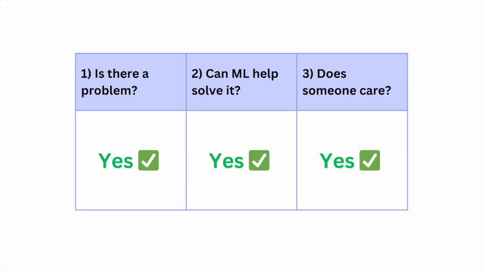Now, before we move on, let's quickly cover the three key questions to ask when identifying a machine learning solution. One, is there really a problem? Two, can ML solve it? And three, does anyone care if we solve it? And in this case, the answer to all three questions is yes.